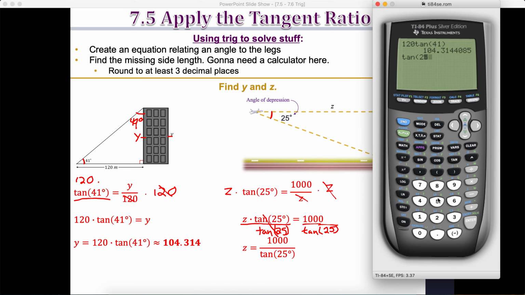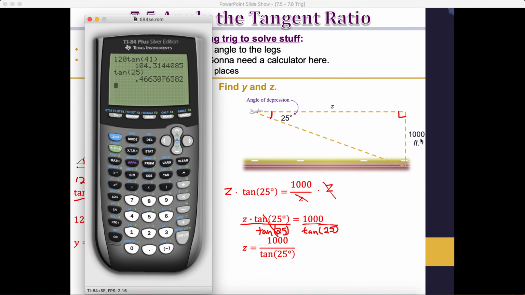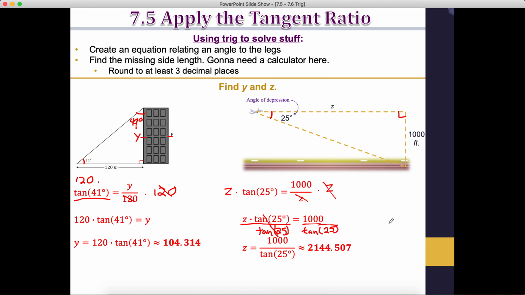So, just to recap, the tangent of 25 is equal to 0.466. What that means is this opposite leg, the 1,000, is about 47% of z. So I would expect z to be a little bit more than twice as big. If this were 0.5, that would mean that 1,000 was half of z. In this case, it's less than half, so z is going to be a little bit more than that. Let's find out if I'm talking nonsense or if I know what I'm talking about. z is equal to 1,000 over tangent of 25 degrees. And that is, yeah, a little more than 2,000. God, I love being right. I'm so good.